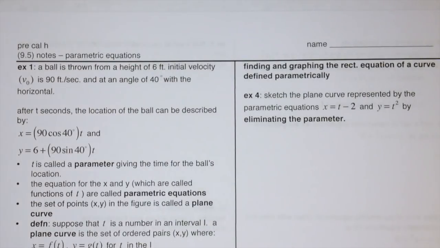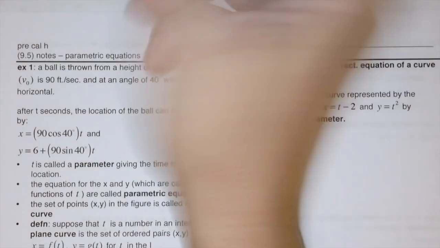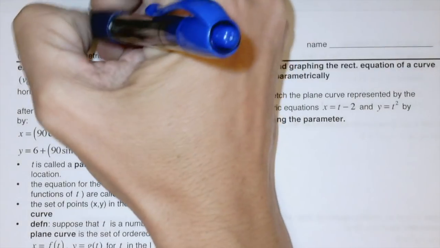Alrighty, today on the Woken Way, it's 9.5 parametric equations. So this is just another way to graph some stuff, and it's particularly used in physics. And again, just like polar, we're going to learn the basics, and then you're going to learn other uses in calculus.